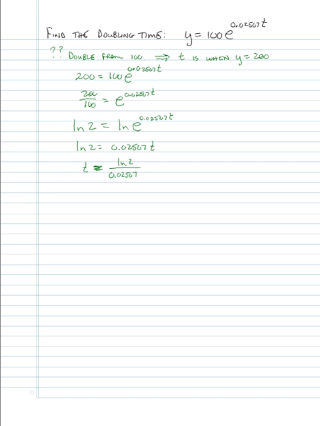But if I put my calculator to that, in fact, let me do that. Let me pause for a moment. As I put my calculator to that, I get approximately 27.65 minutes. Remember, we're measuring in minutes. So a little more than 27.5 minutes is how long it takes to double.